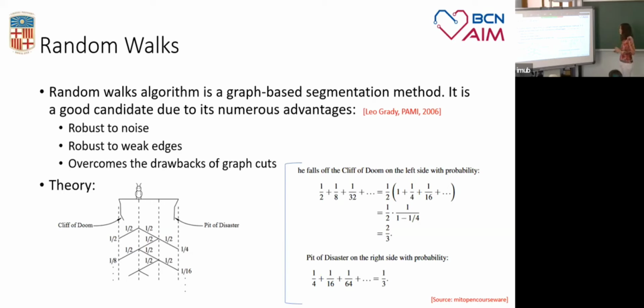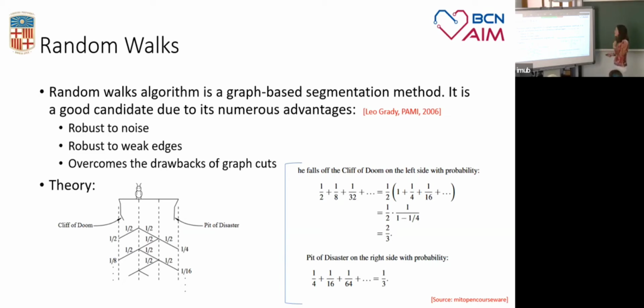Let's see. So random walks is a graph-based segmentation method. It's a good candidate due to its numerous advantages, it's robust to noise, and we don't have the drawbacks of the min-cut graph methods that I showed you before. To show you the concept there is a little animal. I don't know if it's an ant or what, it doesn't matter. We're going to see the destiny of this little animal. Either he will fall off the cliff of doom, or he will go to the peak of disaster. We see that the fate of this poor animal is not going to be very nice, but I don't want to go into facts.